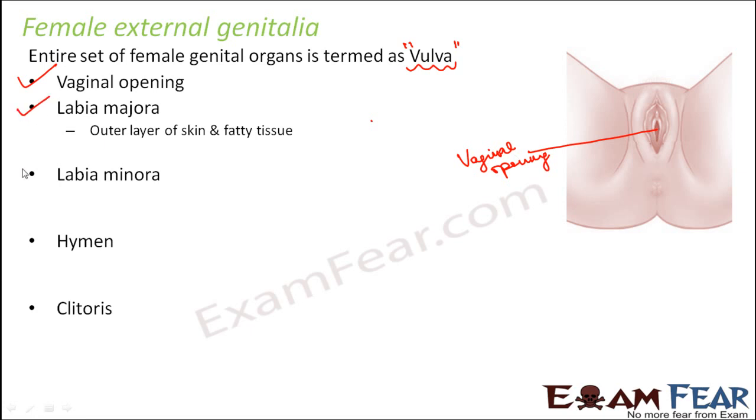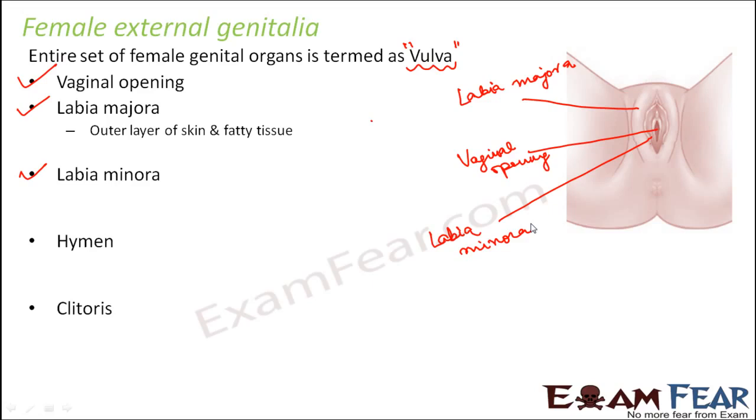Next is the labia majora and labia minora. So these are nothing but fleshy lips around the vagina. So here you can see there are lip-like structures surrounding the vagina. The outermost one is labia majora, the outer one, and the inner one is labia minora. So where is the inner one? So this is the inner one. The inner one is labia minora. So they just look like lips surrounding the vaginal opening.